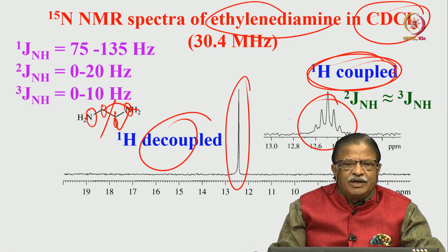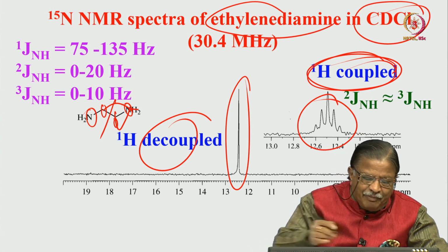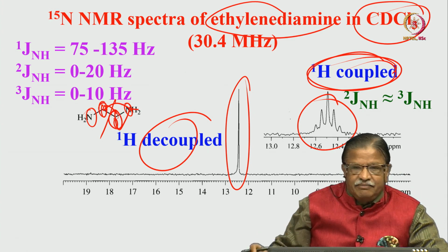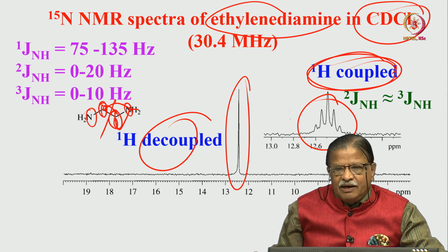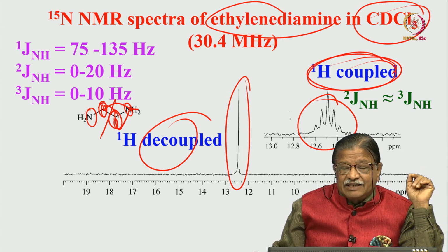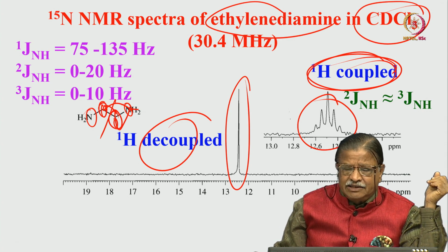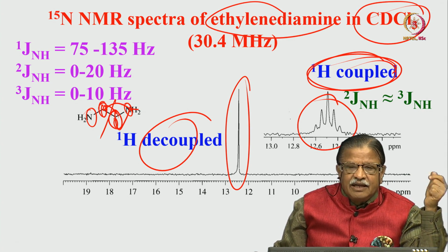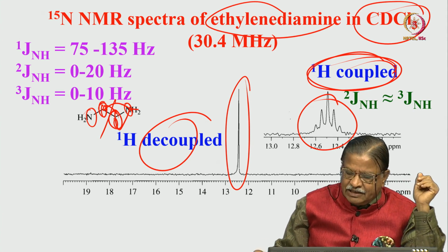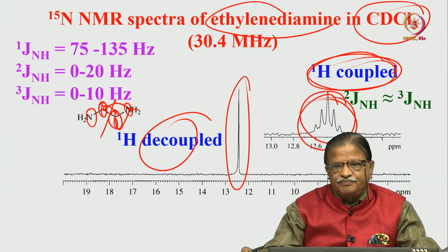Why do we get this quintet? This can happen only when these two are equivalent couplings, a triplet of triplets, so that some of the lines are overlapped. We have taken the example of the proton spectral analysis of the multiplicity pattern. It is a triplet of triplets, but both the couplings are equal somehow. As a consequence, you are going to get a quintet.